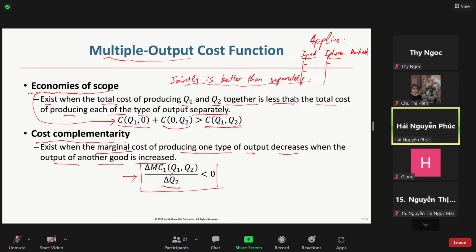Now what do we have? We have this one should be negative. It means that when we increase the quantity of good 2, the marginal cost of production of good 1 will decrease. We have delta MC1 should be smaller than 0.